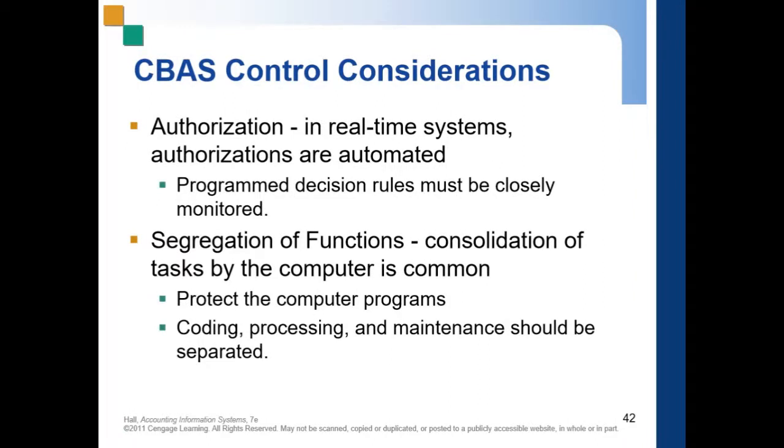So, we have the authorization. Authorization is done in real time because usually the decisions are already programmed, but you still have to monitor it. For example, credit limits can be set in the system so that it does not keep asking for approval. So it is automatic approval if the transaction is within the credit limit.